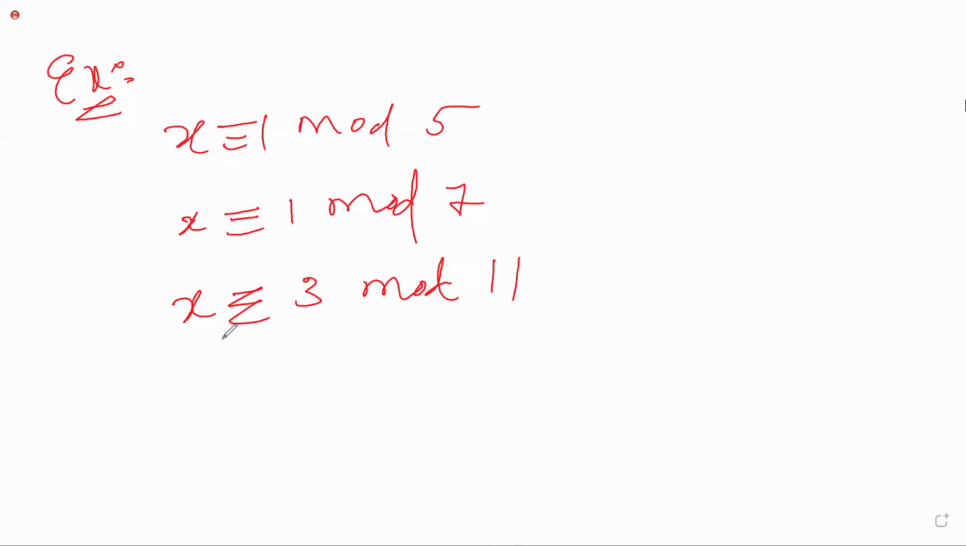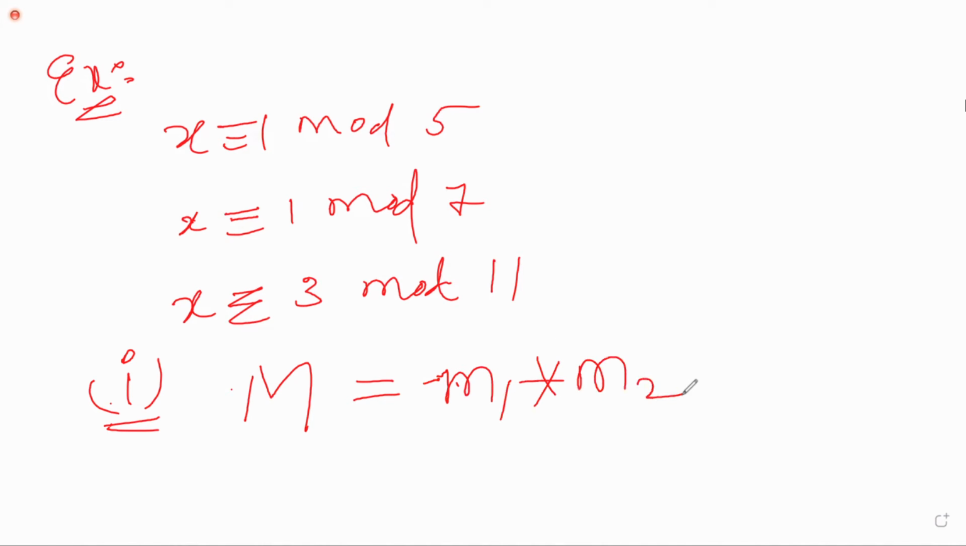So X is congruent to 1 mod 5, X is congruent to 1 mod 7, and X is congruent to 3 mod 11. So this is the problem. Step 1: first we have to calculate the capital M value. Here capital M is nothing but m1 into m2 into m3 and so on, up to mr, where m1, m2, m3 are relatively prime.